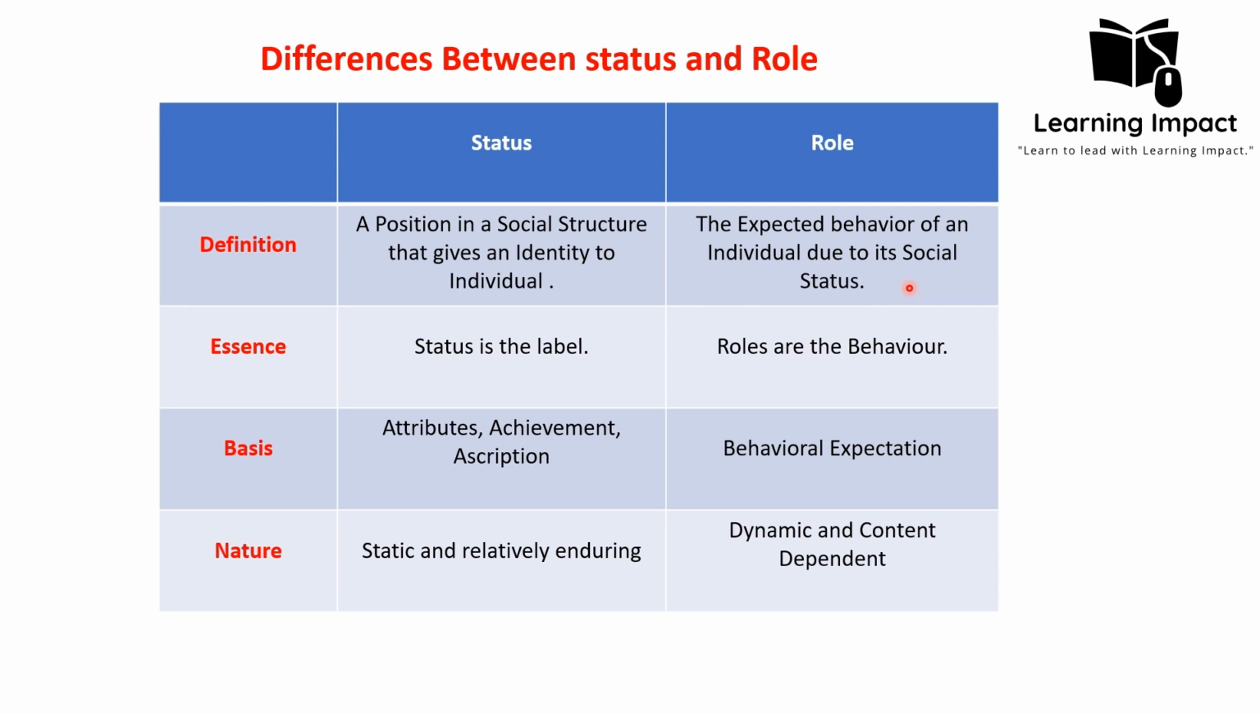For example, if someone is a policeman, that is the status, and the role associated with a policeman is that he should be able to control crimes. If someone is a doctor, which is the status, the role associated with a doctor is that he should be able to treat patients. So these are all about social status and social role.